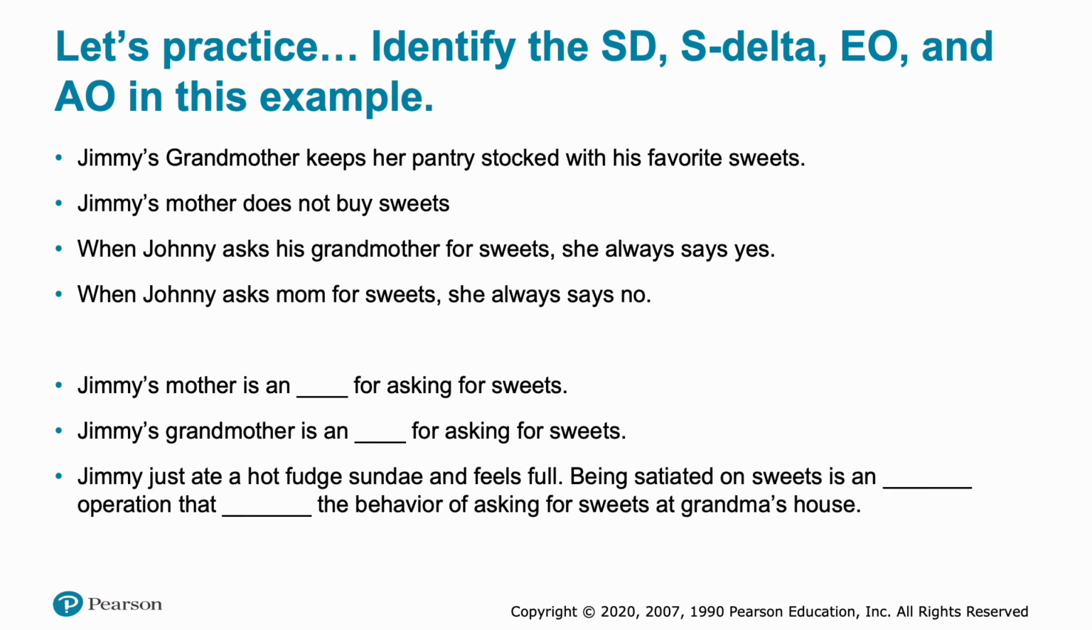The next statement says, Jimmy just ate a hot fudge sundae and feels full. Being satiated on sweets is a blank operation that blanks the behavior of asking for sweets at grandma's house. So take a second to try to fill in both of those blanks.